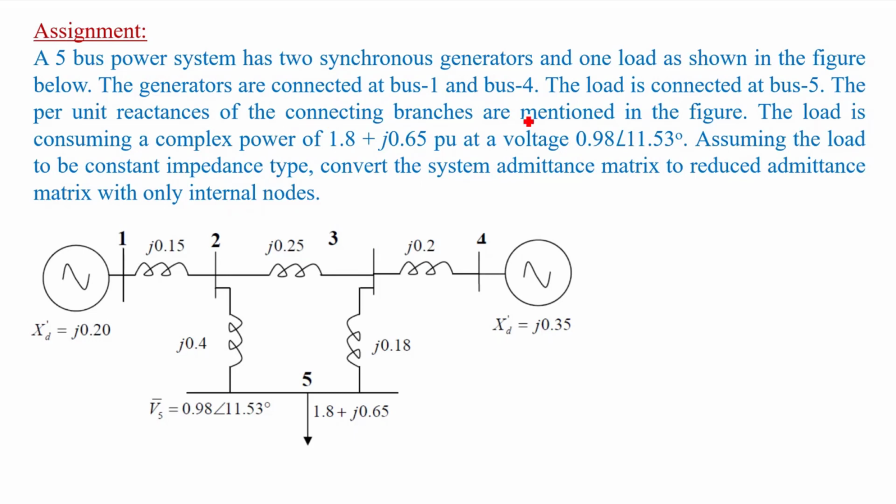And it has 2 synchronous generators and one load as shown in the figure. We can see the load is connected at bus 5, and the generators are connected at bus 1 and bus 4. The per unit reactances of the connecting branches are also mentioned in the figure. The load is consuming a complex power of 1.8 + j0.65.